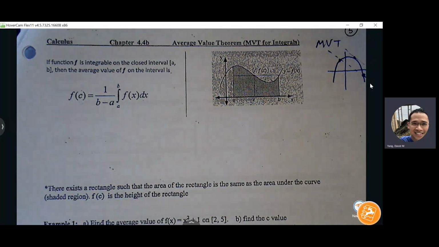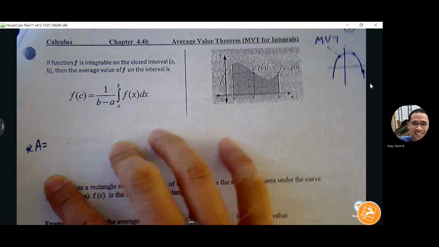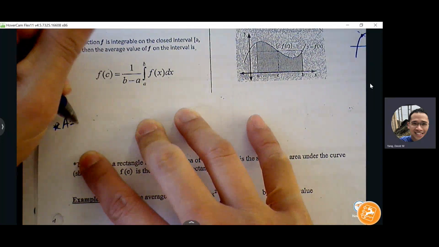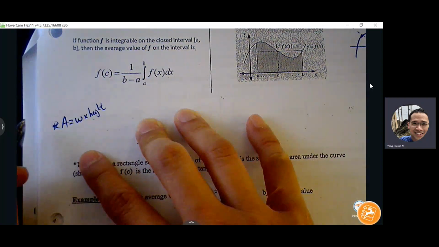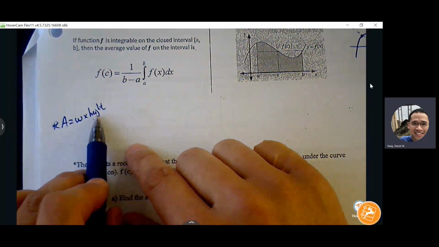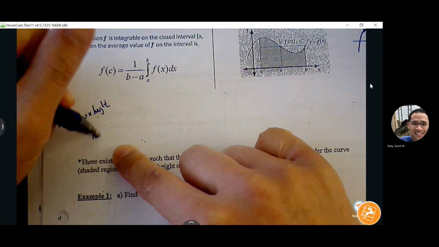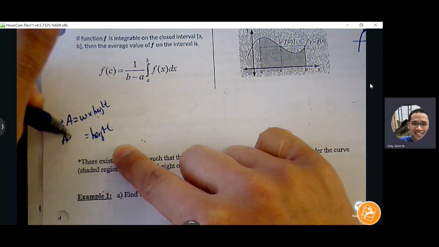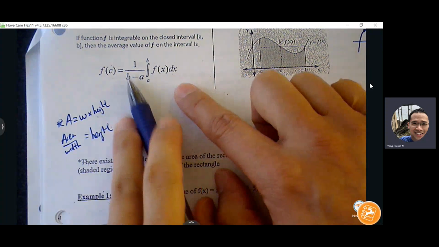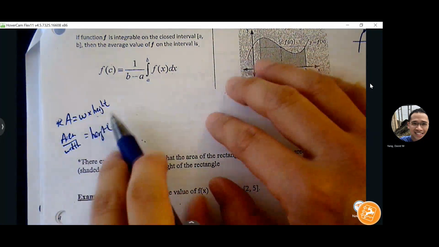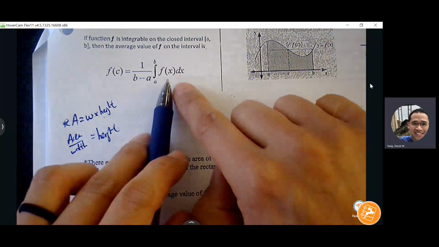If we think about the area of a rectangle, what's the formula for the area of a rectangle? Area is width times height. Now let's say I wanted to solve for height. How would you rearrange this equation to solve for height? Yep. Height equals area divided by the width. So really, this formula is a rearranging of the area formula for a rectangle.